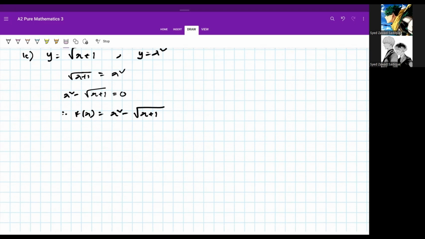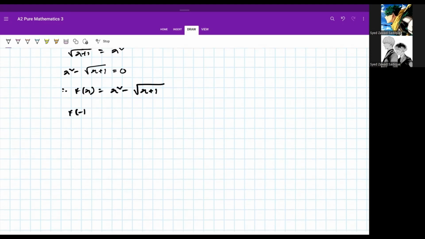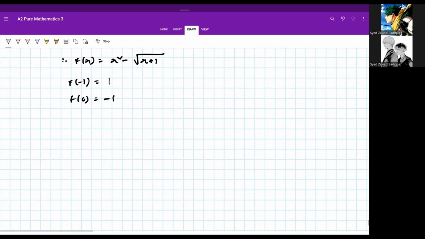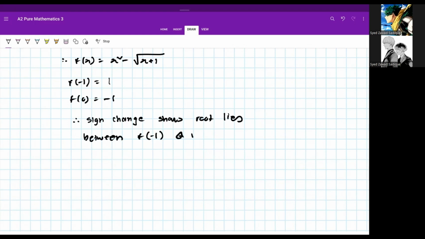Right. Okay. Now, for f(-1), the value is 1. And for f(0), the value is -1. Therefore, the sign change shows the root lies between f(-1) and f(0). Okay.